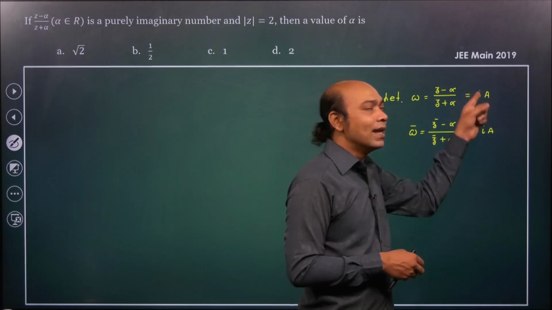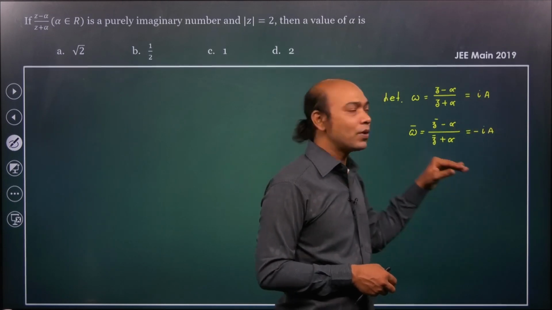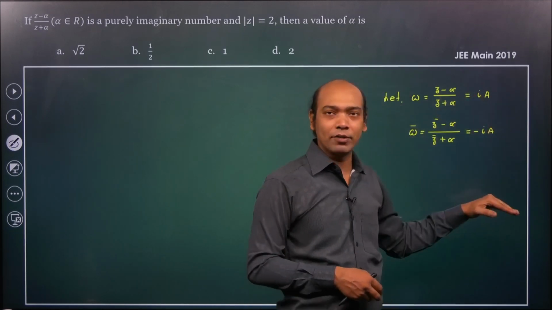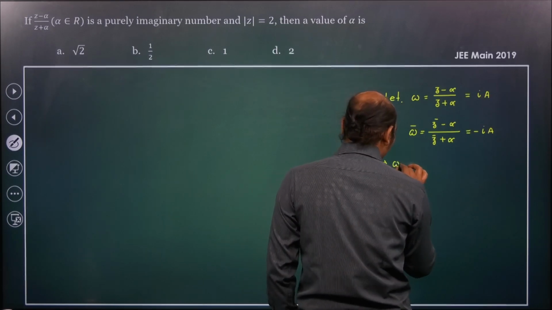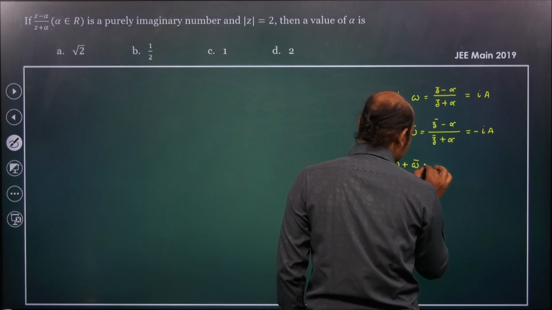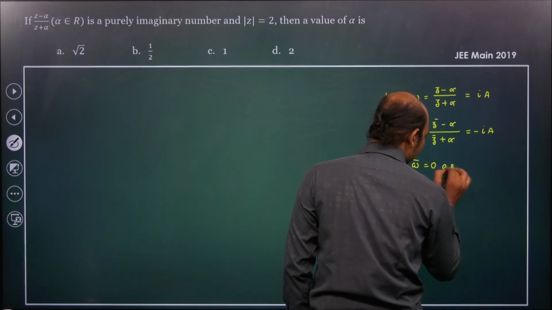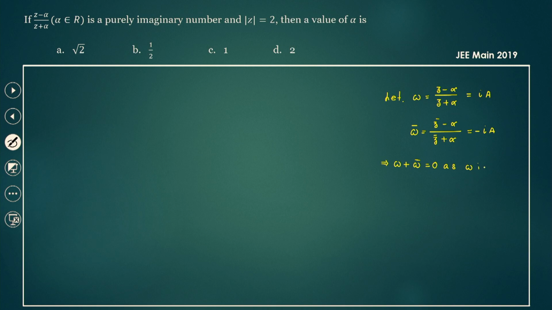Now see that as it is purely imaginary, if we add them together we'll get 0. So from here we can easily understand that omega plus omega bar is equal to 0, as omega is purely imaginary. Also, you can remember this relation.